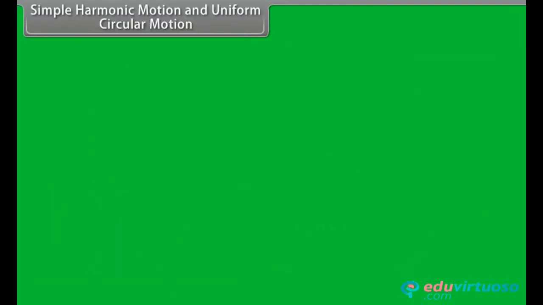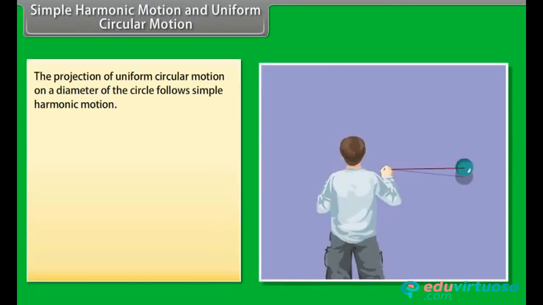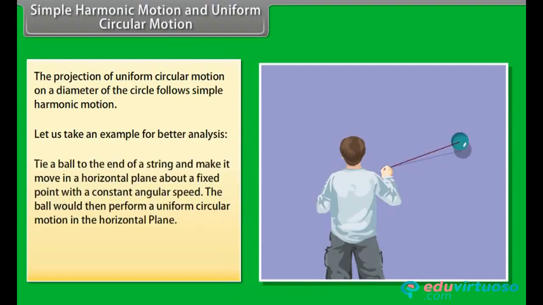Simple harmonic motion and uniform circular motion. The projection of uniform circular motion on a diameter of the circle follows simple harmonic motion. Let us take an example for better analysis. Tie a ball to the end of a string and make it move in a horizontal plane about a fixed point with a constant angular speed.